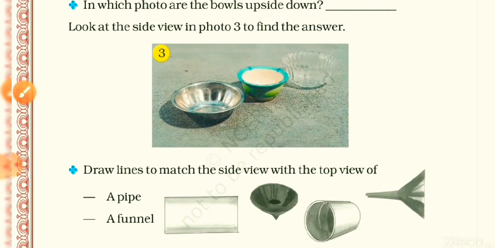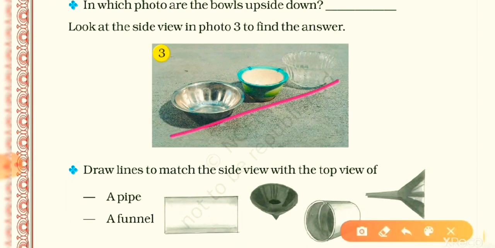And now look at the side view in photo 3rd to find the answer. So here you have side views of the bowls. And now another question, draw lines to match the side view with the top view.